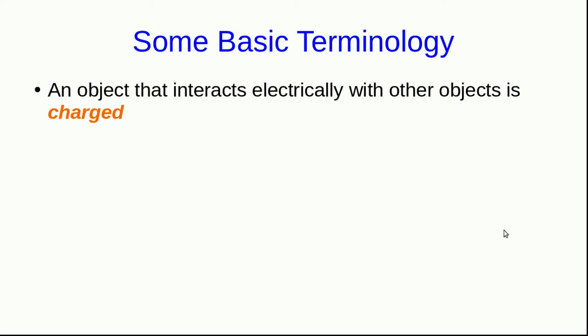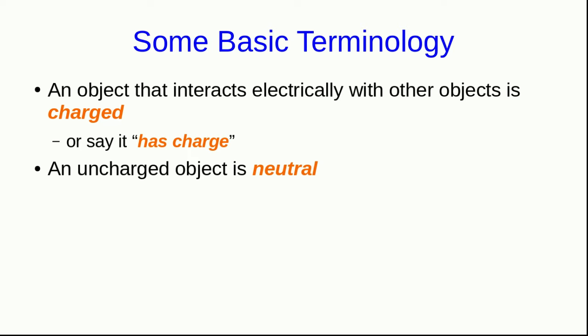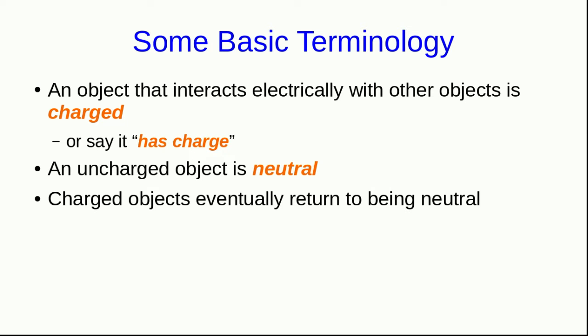There's some terminology that you need to be familiar with. When an object interacts electrically with other objects, we say that that object is charged, or we say that that object has charge. An uncharged object is referred to as neutral. And charged objects don't remain charged. They eventually return to being neutral.